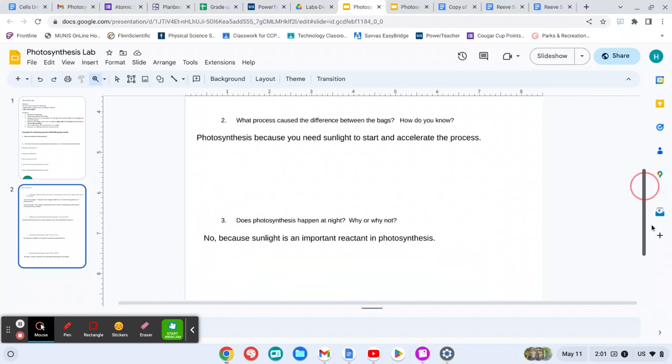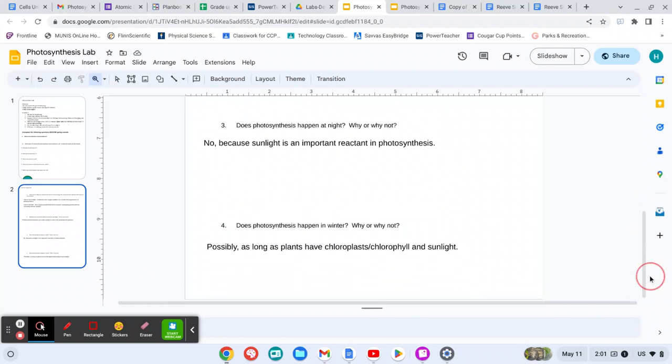Question number 3. Does photosynthesis happen at night? Why or why not? The answer is no, because sunlight is an important reactant in photosynthesis. We saw that with the bag that was in the dark. Once you take away the sunlight, the photosynthesis stops.